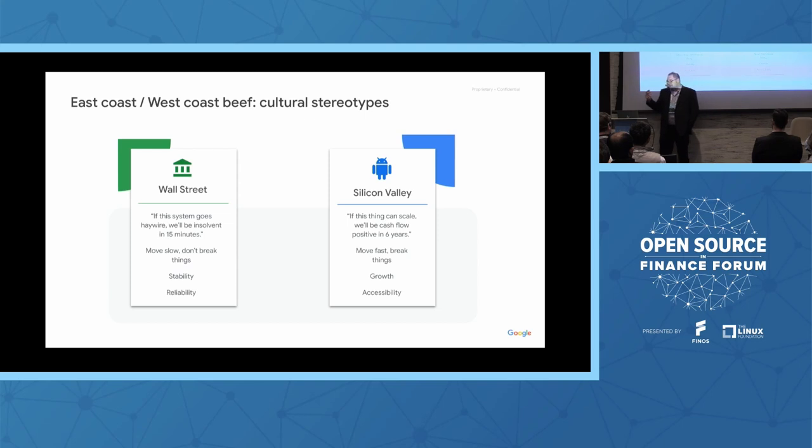Silicon Valley, a little bit different. If this thing can scale, we'll be cash flow positive in 6 years, right? We just had our $500 million Series D or whatever, right? You know, move fast, break things, right? Growth, accessibility, these are the priorities behind Silicon Valley.